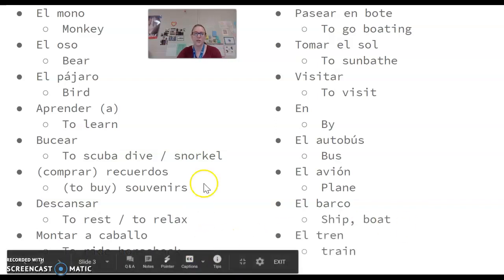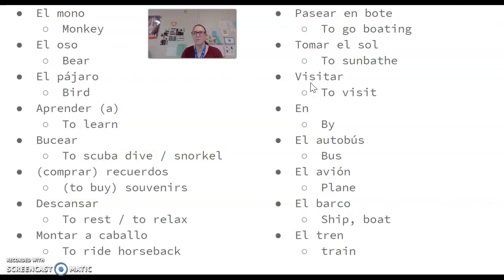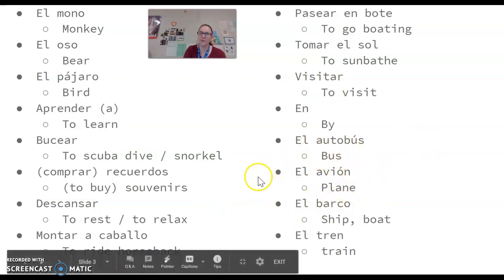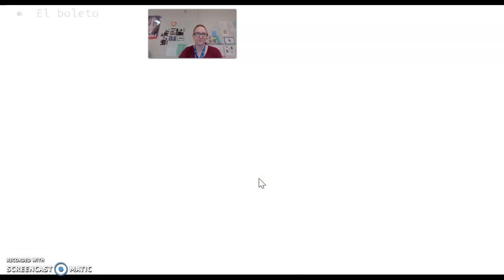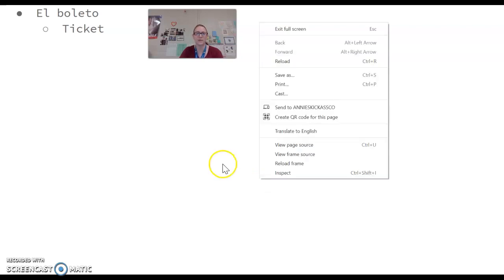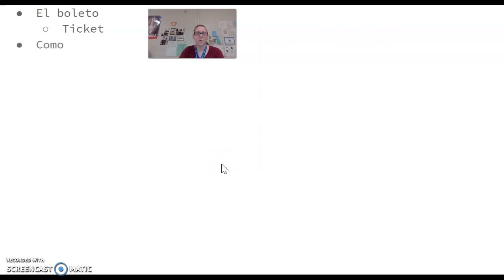Okay, so like yo visito, or yo viajo, we're gonna get viajar. Yo viajo, or viajé. Yo viajé a España en avión. I went to Spain in a plane. Okay. Next up, el boleto is a ticket. That's what you need in order to get onto one of those four types of transportation. Como, no accent mark. Como means like or such as.